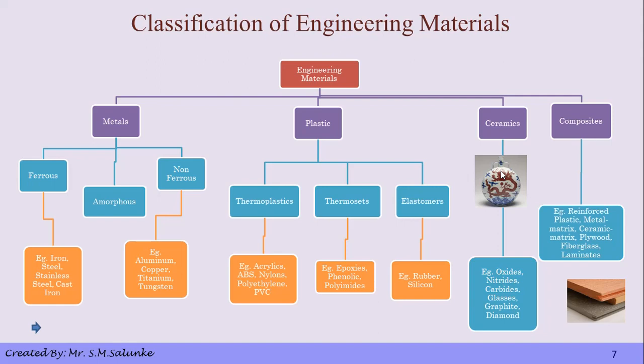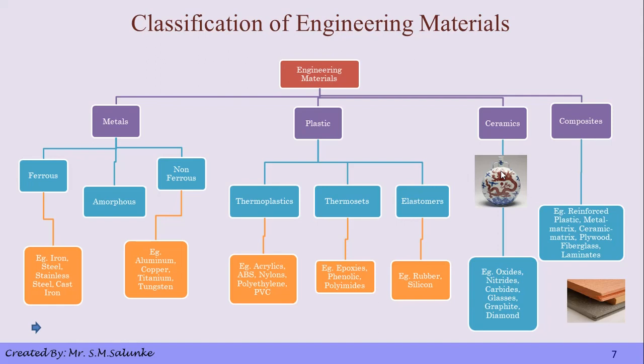Now the plastic is further classified into thermoplastics. Examples: acrylics, ABS, nylon, PVC. Then thermosets. Examples: epoxies, phenolic, polyamides, and elastomers, that is rubber and silicon. These types of plastic will be discussed in detail in unit number 5.